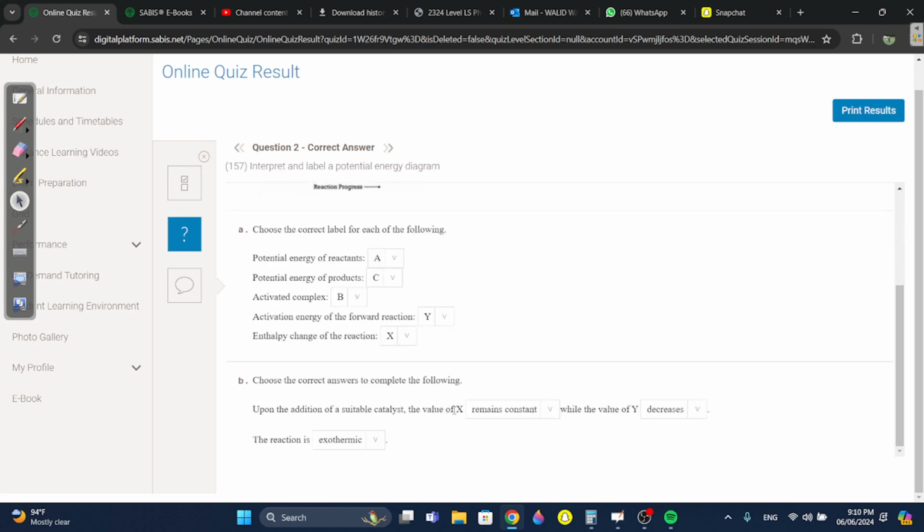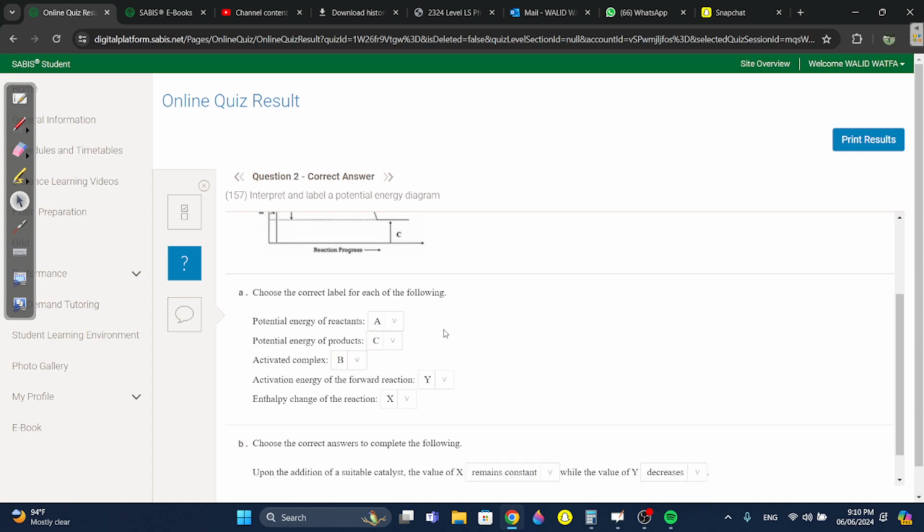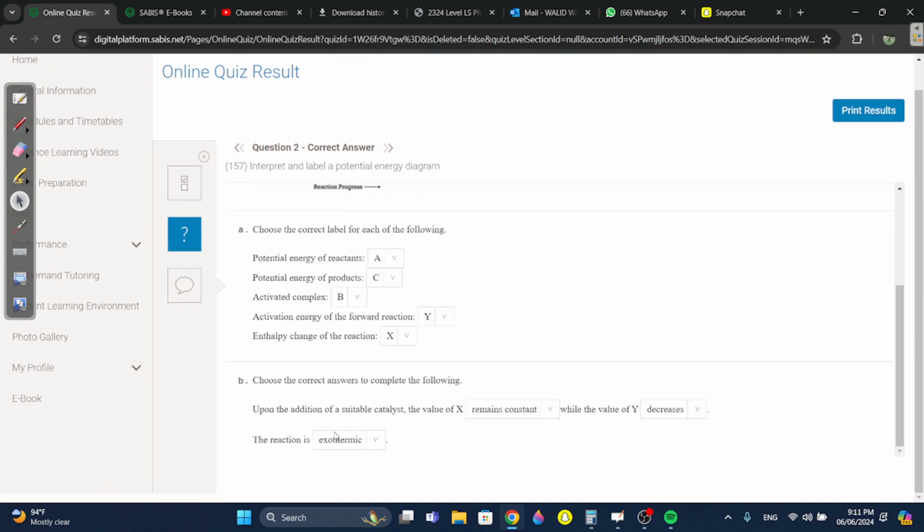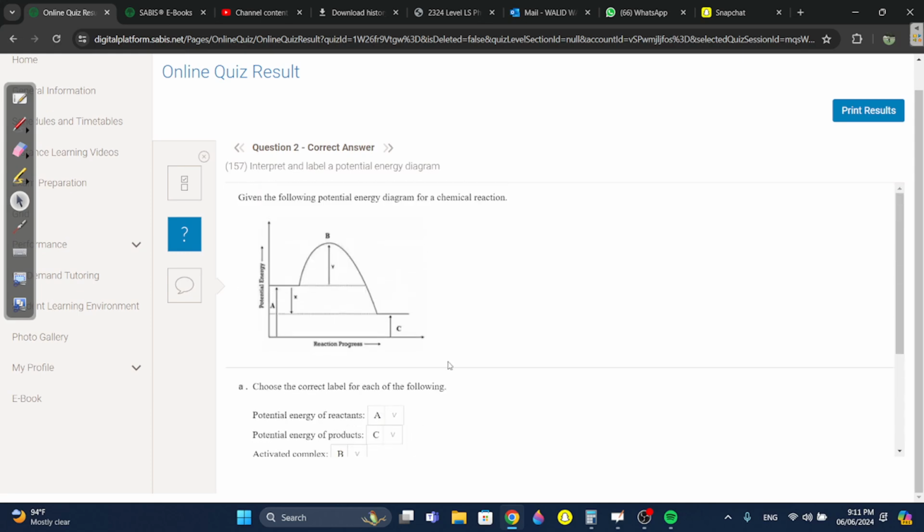Upon the addition of a catalyst, the value of X remains constant while the value of Y decreases. Okay, delta H doesn't change when you use a catalyst. Okay, it stays the same. The only thing that changes is the activation energy required. That's it. Okay, so the activation energy Y will change. It will decrease. It will become easy. So this reaction in this case is exothermic because the heat content of the product is less than the heat content of the reactants. Thus energy was lost.